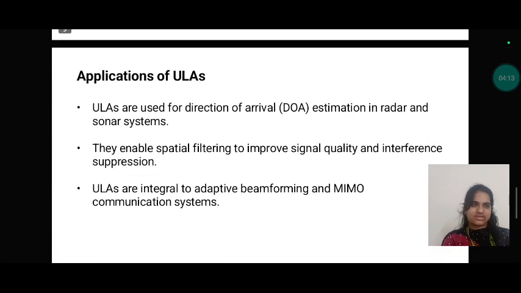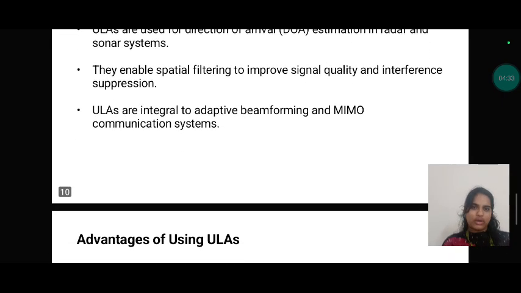These are the applications of ULA. ULAs are used in direction of arrival, DOA, estimation in radar and sonar systems. They enable spatial filtering to improve signal quality and suppress interference. ULAs are integrated in adaptive beamforming and MIMO communication systems.